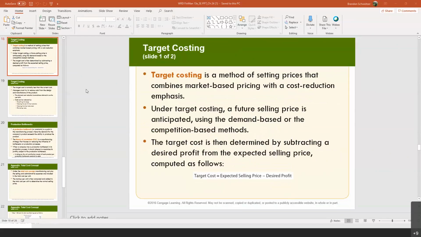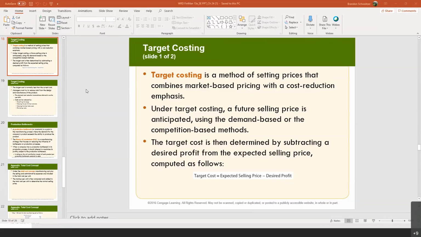So now let's look at what we call target costing. Now, target costing is a method of setting our prices that combines market-based pricing and cost reduction emphasis. In other words, I want to make sure my cost is low. I want to use my market-based pricing method.